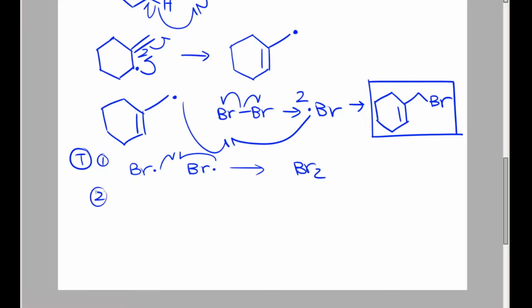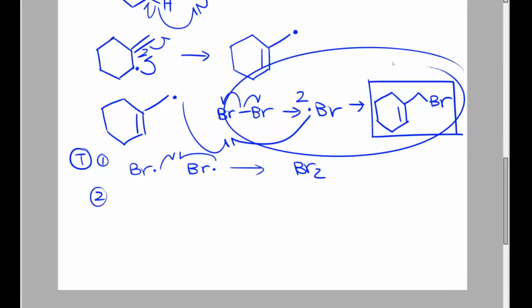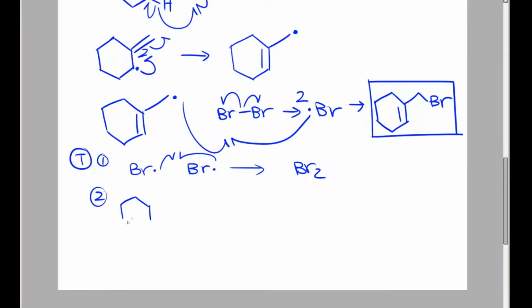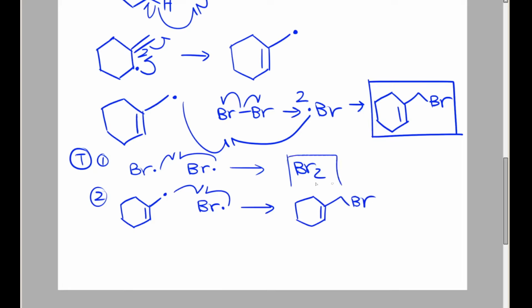The second possible termination is kind of what we have here. I'm just going to redraw it so that it's more clear that it is also a termination step. So this radical that we rearranged is going to react with a bromine radical, and it's going to form this product that we were looking at in the problem. And I'm just going to box these so that they're easier to see.